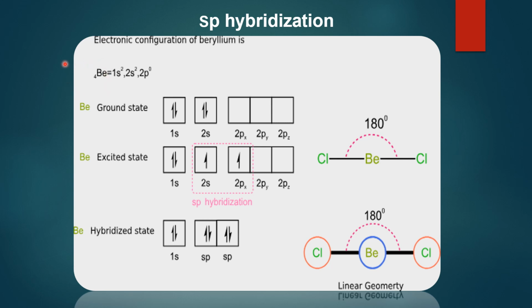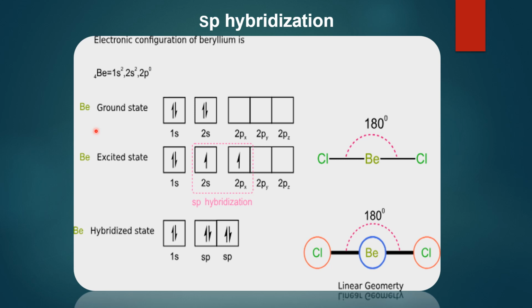The ground state electronic configuration of the beryllium atom has 2 electrons at the 2s level, and no electrons at the 2px, 2py, 2pz levels. Coming to the excited state electronic configuration of the beryllium atom, there is only one unpaired electron at the 2s level, and one more unpaired electron at the 2px level. These two unpaired electrons of the beryllium overlap with the two unhybridized p orbitals of the two chlorine atoms to form a linear shape.